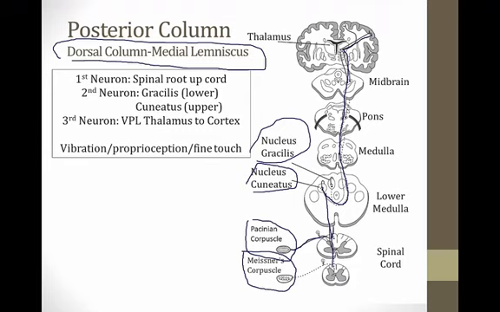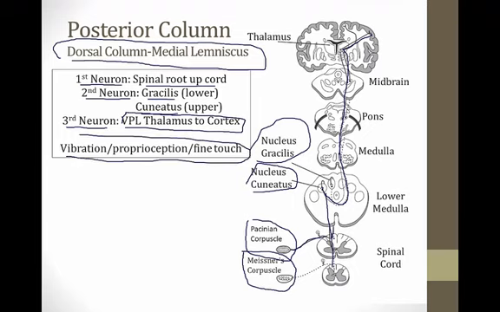So let's look over here on the left. Just like the spinothalamic tract, this is a three-neuron system. The first neuron is in the periphery and then sends information up the cord. The second neuron is from the gracilis or the cuneatus up to the thalamus. And then the third neuron, just like the spinothalamic tract, is from the VPL portion of the thalamus to the cortex. And this is carrying sensory information on vibration, proprioception, and fine touch.